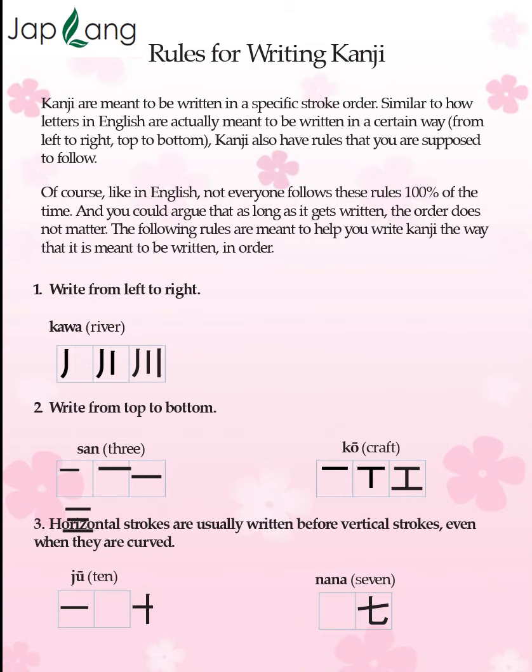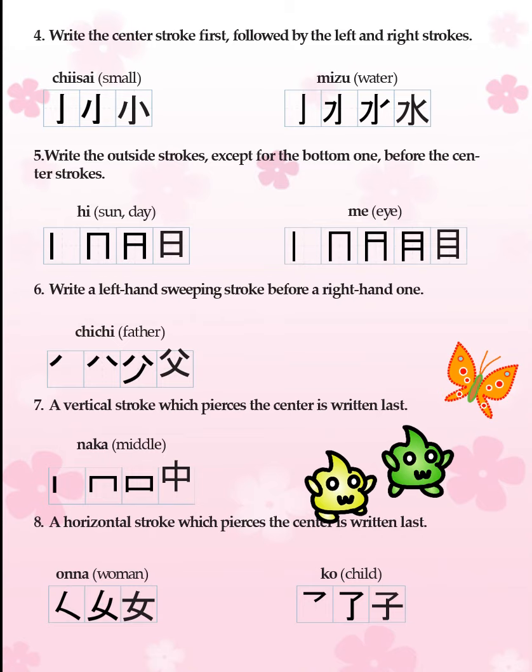Right, so the very first rule is we write left to right. For example, you can see the river kanji there. The second rule is to write from top to bottom, etc. The third rule can be horizontal strokes, and the fourth can be the central stroke. So we are just giving you a glimpse. We'll go into detail maybe after two or three slides. Just see how we write the kanji itself.